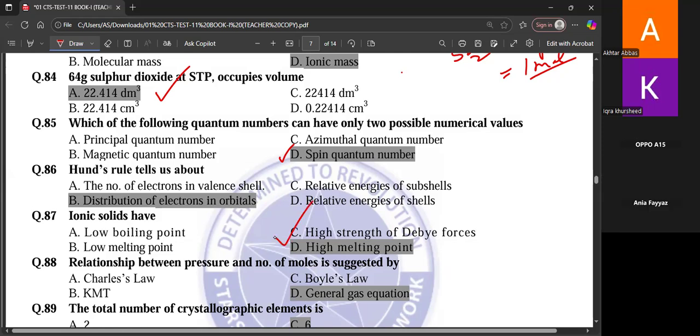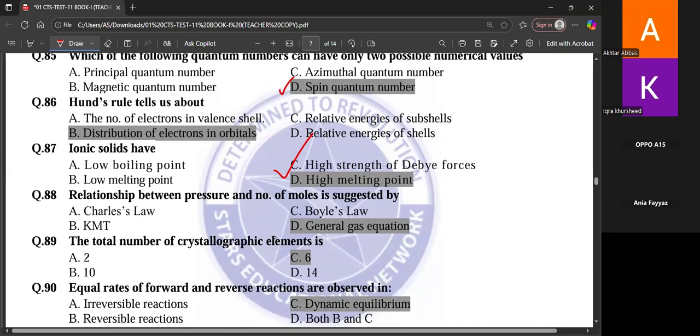Relationship between pressure and number of moles is suggested by, you know that what is general gas equation? That is equal to PV is equal to nRT. Okay. So we can say that the relationship between pressure and number of moles, it means when the pressure is greater, the number of moles are also greater. Due to greater number of moles, the number of collisions between the molecules is greater. So we can say that the pressure is also higher. So your best option is delta.